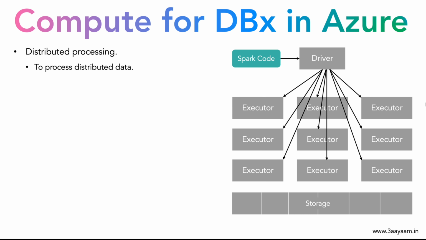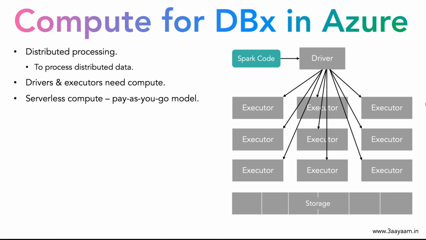Now, why am I talking about distributed processing here? Because you see, the driver and the executor nodes need compute resources to run the Spark processing. And that's where the compute requirement for Databricks also comes into the picture. As the drivers and executors need compute, there are multiple compute options provided by Databricks.